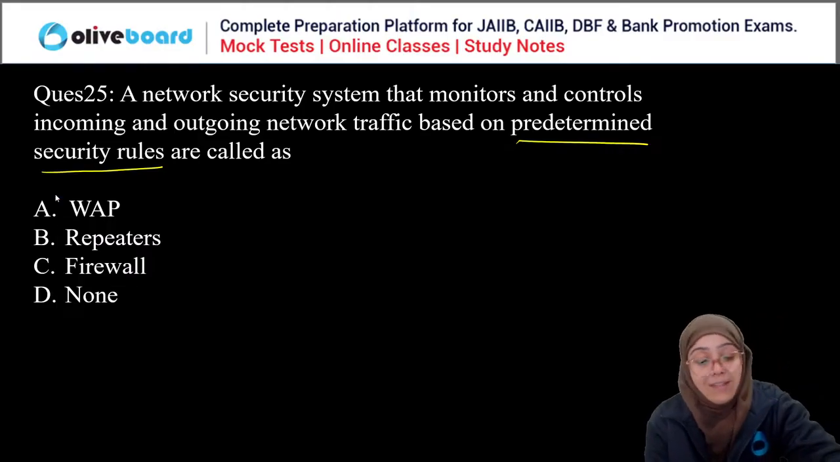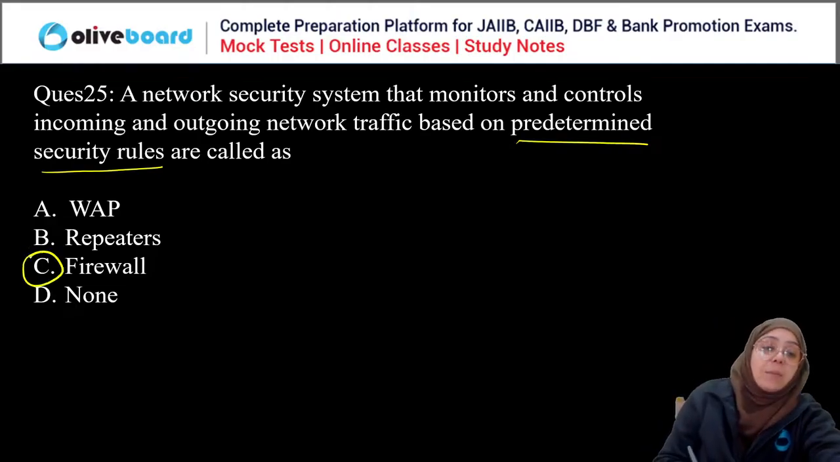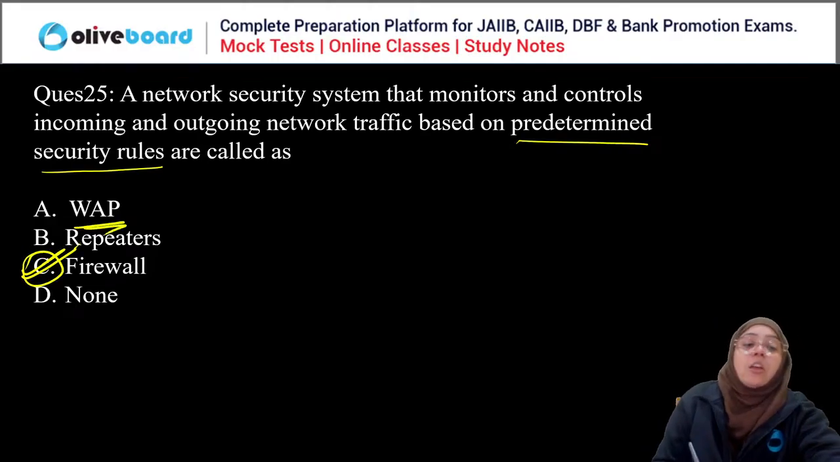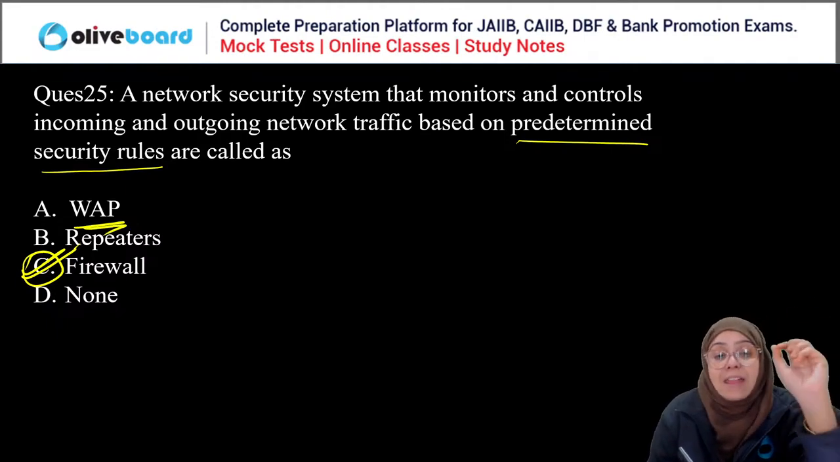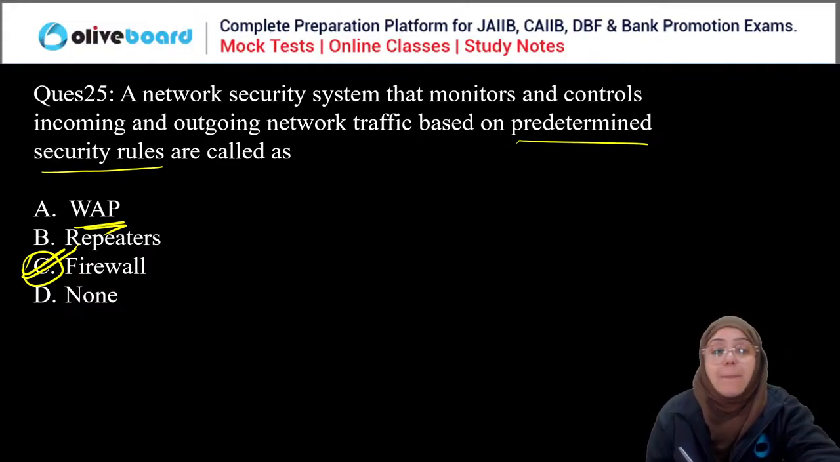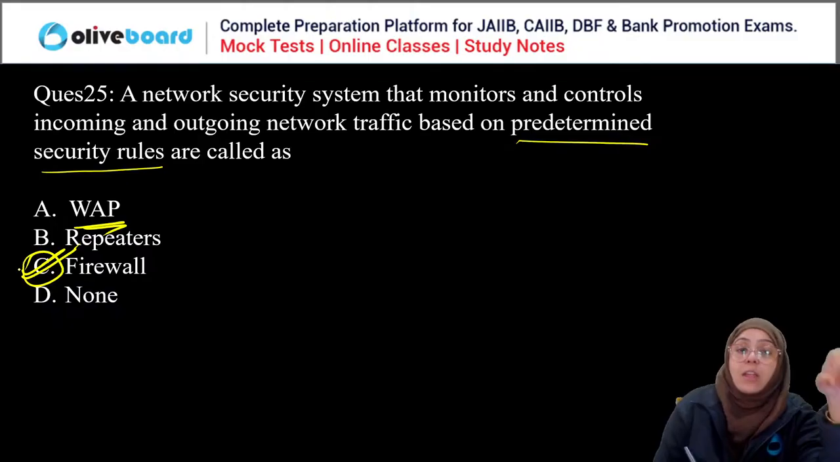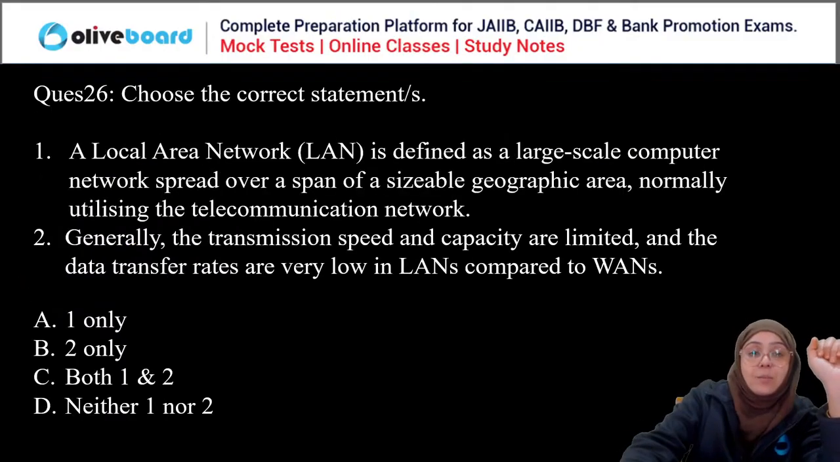So, yes, it is called firewalls. Correct. Now, just tell me the full form of WAP. Everyone, what is WAP? The full form of WAP is Wireless Application Protocol. So when we are talking about the network security control, that is the firewall system, right?